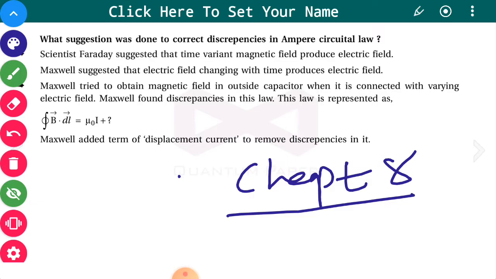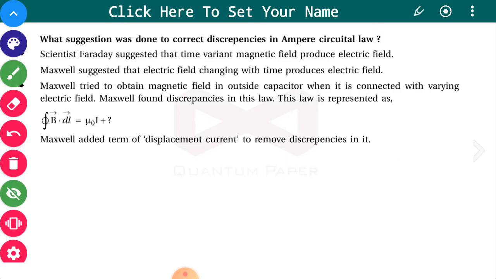Now see, this is the suggestion that was made to correct discrepancies in Ampere circuital law. Ampere circuital law was slightly inefficient to explain different phenomena. The scientist Faraday suggested that a time varying magnetic field produces electric current, that we know. This is Faraday's law. Maxwell suggested that an electric field changing with time produces a magnetic field. Try to understand this part.